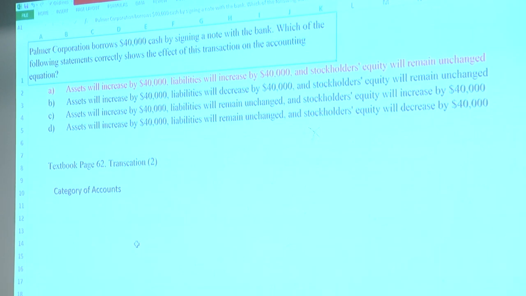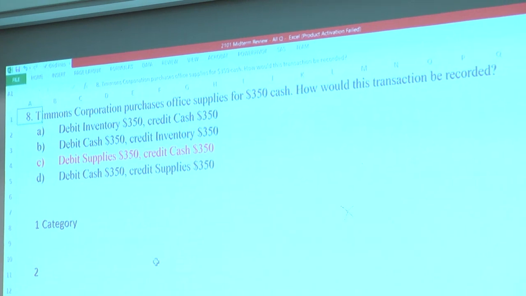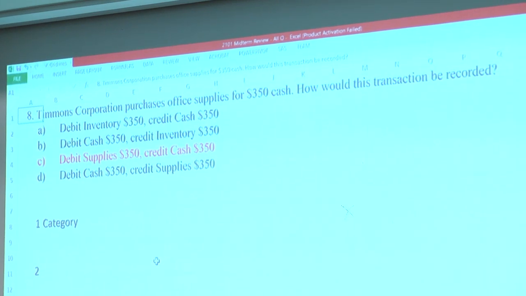All right, next question. Now we're still about cash, but now we move to whether it's debit or credit. The question is purchasing office supplies for $350 cash. How would the transaction be recorded?